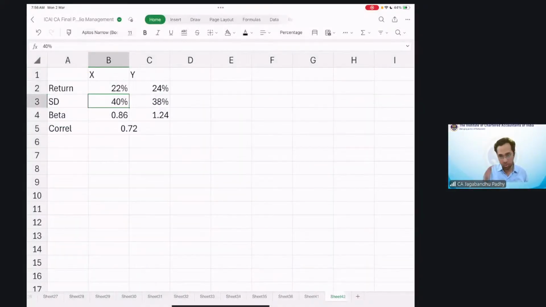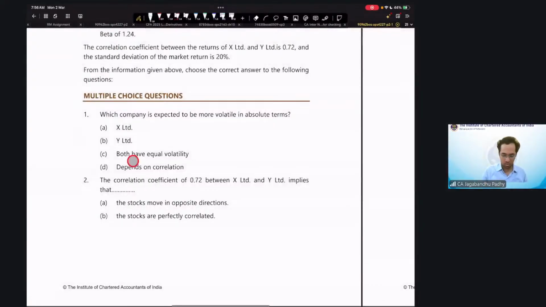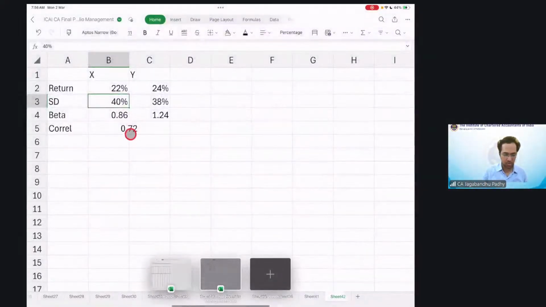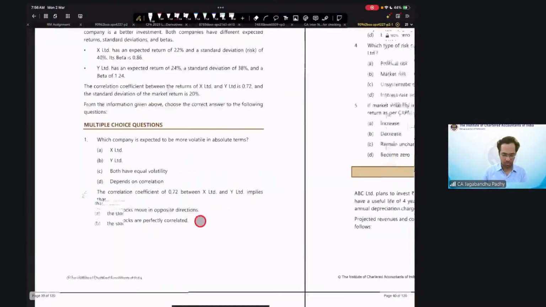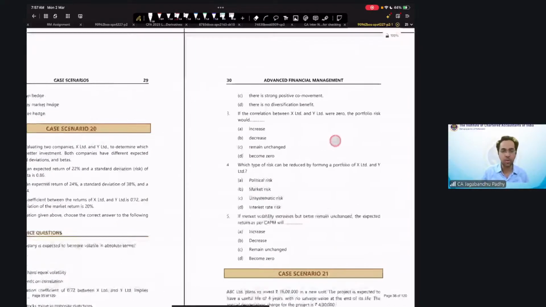So it is security X which is more volatile, right? Correlation of 0.72 implies that the stocks have strong positive co-movement. Option C.